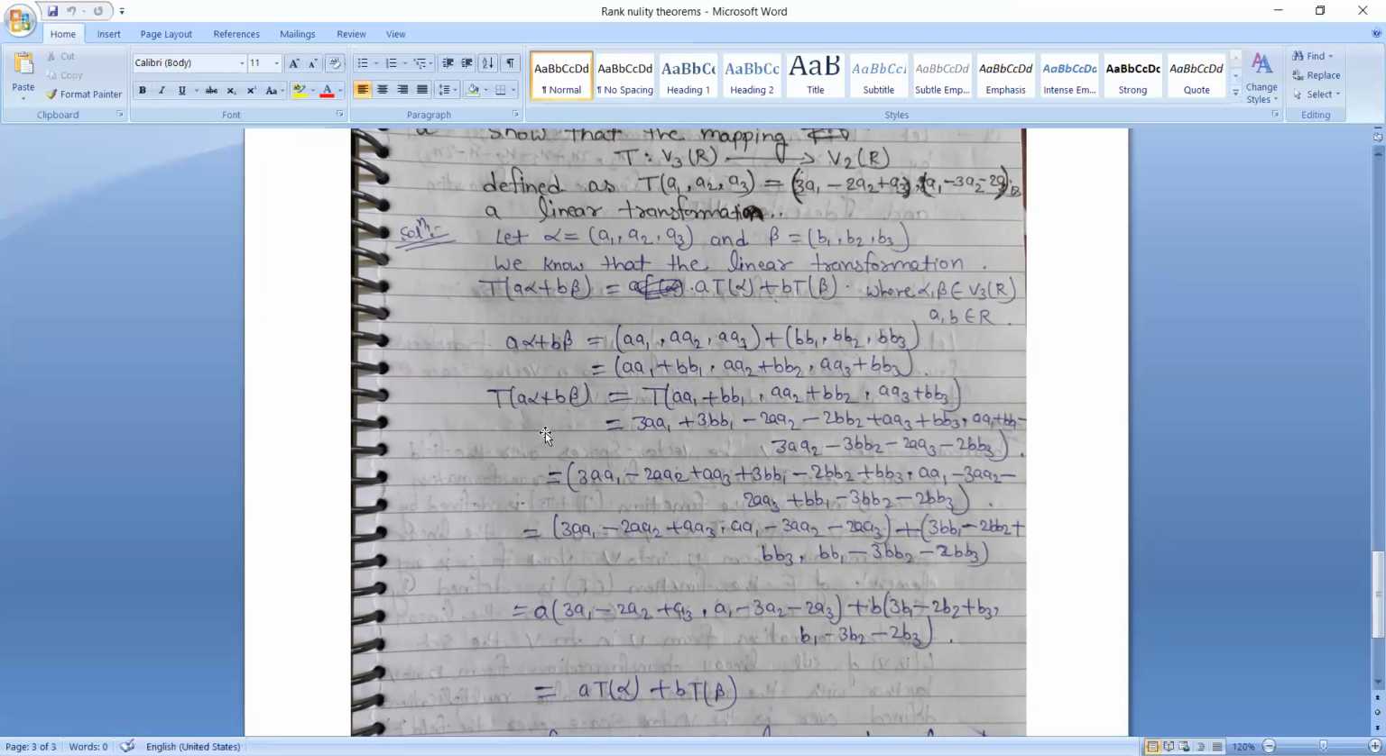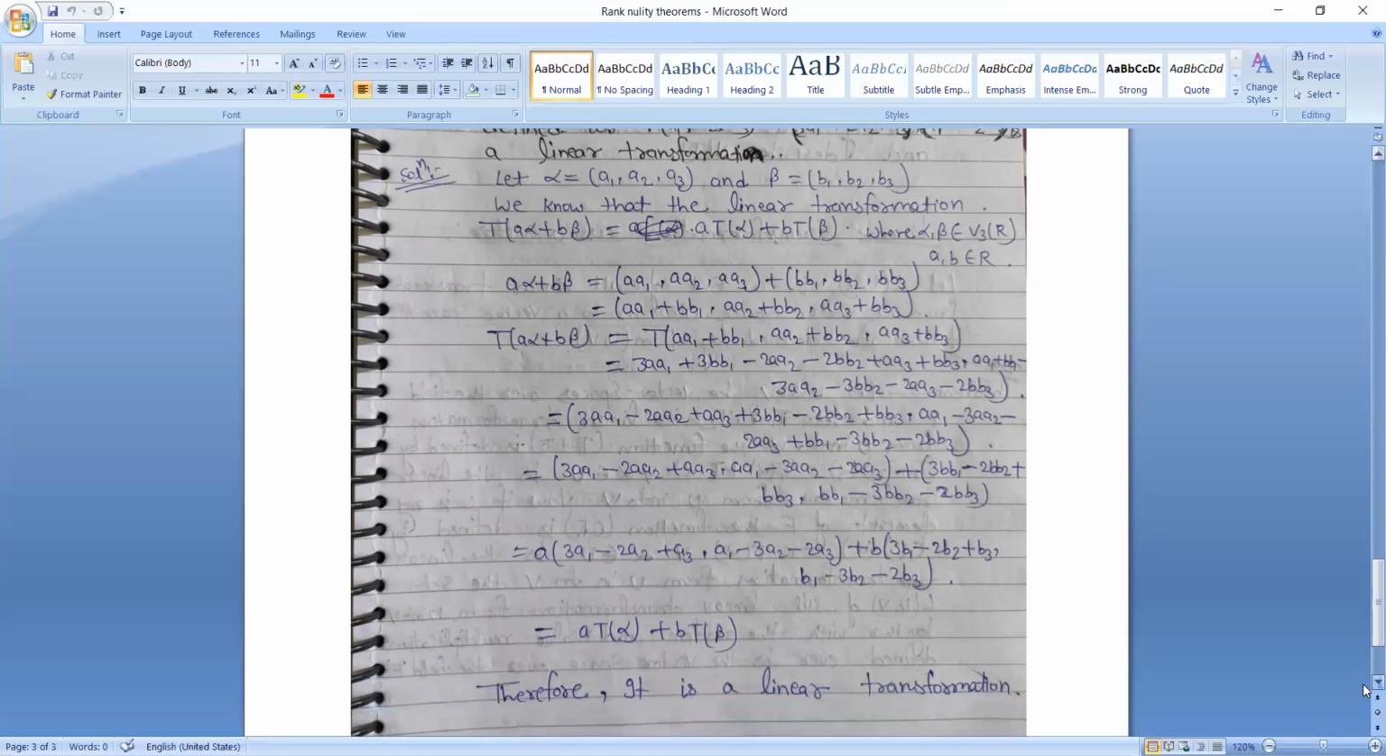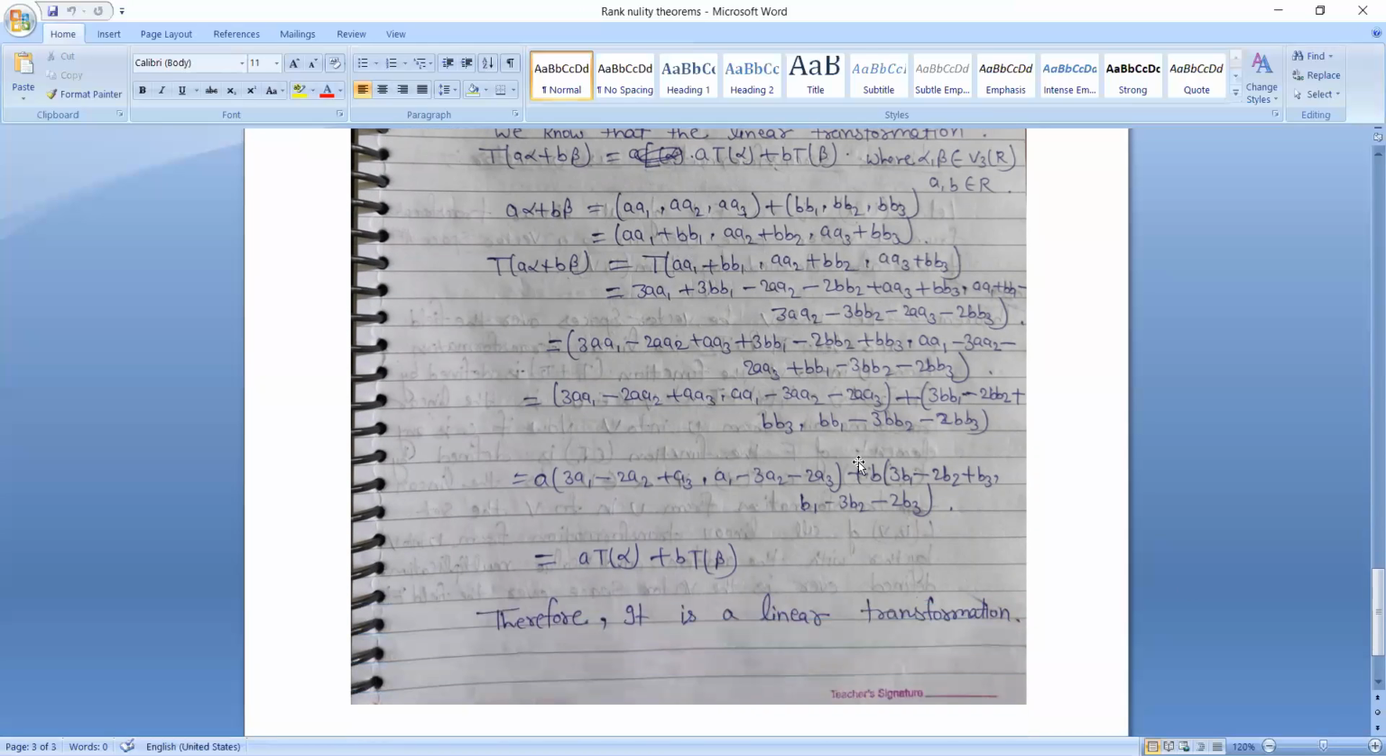So we apply T on a alpha plus b beta, then we open this by the definition of T and arrange. Then we can write a T of alpha plus b T of beta. Therefore, T is a linear transformation. Thank you.